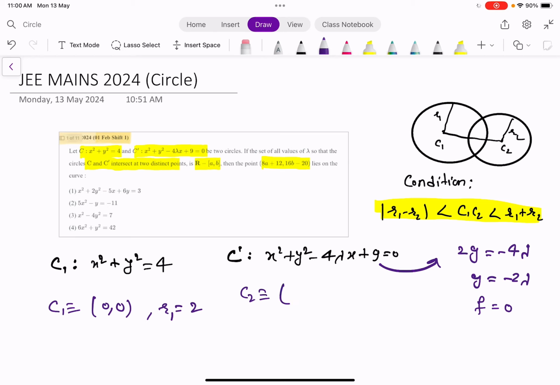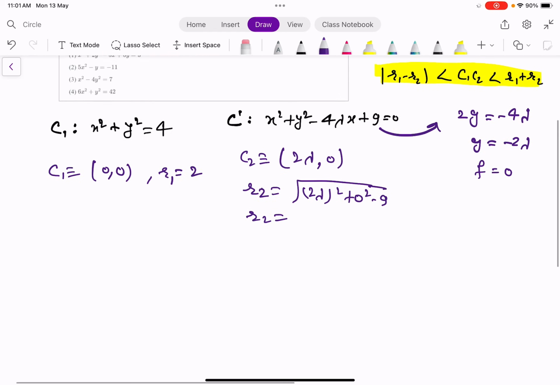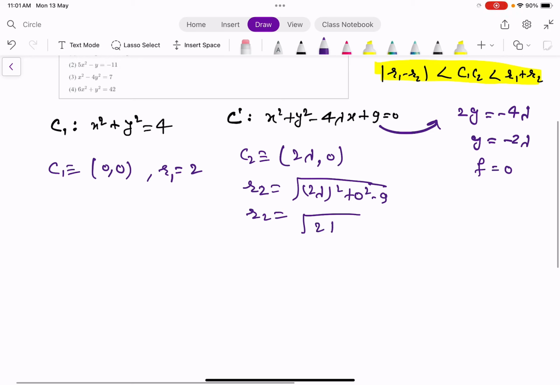So minus g gives the center as 2 lambda comma 0. And the radius will be under root of g square plus f square minus c. That is 2 lambda square plus 0 square minus c, and in place of c we have 9, so minus 9. So r2 will be under root of 4 lambda square minus 9. Now we have c1 and c2, and we have r1 and r2.